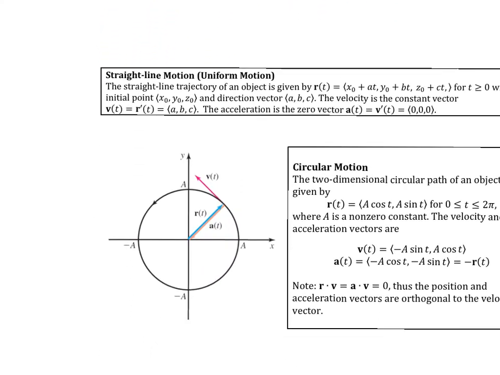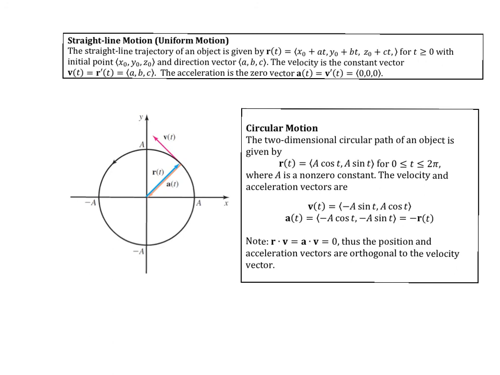We're going to discuss two common types of motion. One would be movement in a straight line, and the other is going to be circular motion. So we're not going to do much with this. We're just going to talk about this. So when we talk about straight line motion, we have this trajectory, and it's given by this vector valued function, but if you notice the components are all linear. We have an x sub 0 plus at, which is linear, and the same for the y and the z components. The initial point is some x, y, z naught, and then we have our direction vector ABC.